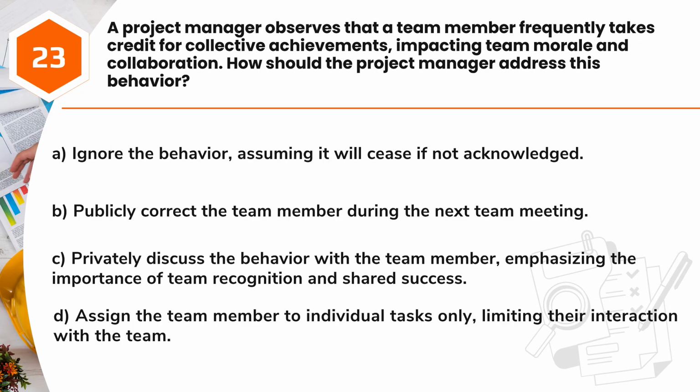Question 23. A project manager observes that a team member frequently takes credit for collective achievements, impacting team morale and collaboration. How should the project manager address this behavior? A. Ignore the behavior, assuming it will cease if not acknowledged. B. Publicly correct the team member during the next team meeting.